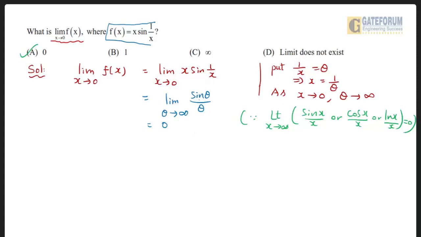Sin values lie between -1 to 1. And using the sandwich theorem, that is -1 ≤ sin theta ≤ 1, dividing all three by theta and applying the limit theta tends to infinity, you will be getting 0 using the sandwich theorem. That is the conceptual procedure. This is the problematic approach. So the answer is 0. This is the end of the question.